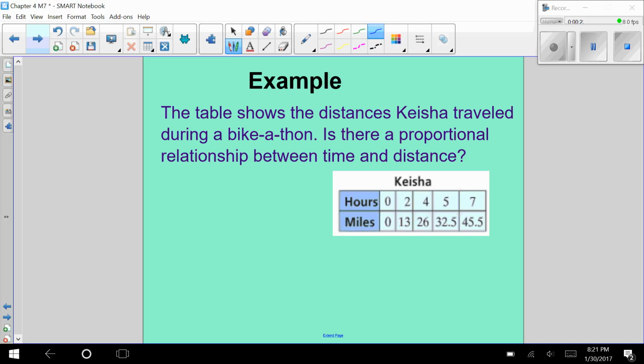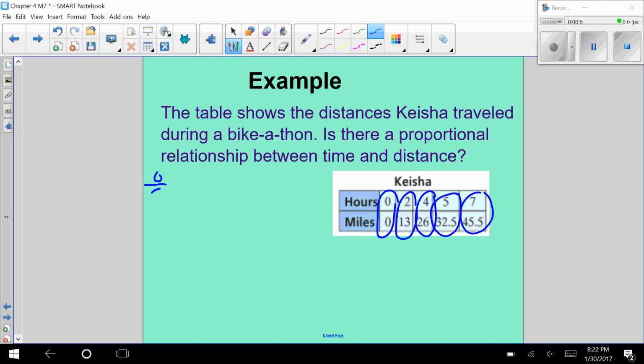So let's look at this one. The table shows the distances Keisha traveled during a bike-a-thon. We want to figure out if there is a proportional relationship between time and distance. To do this, we're going to take all of the sets of data and we're going to make ratios. We can either make our ratios as the hours over miles or miles over hours. I'm going to make these as miles over hours so that it's a little easier on myself.